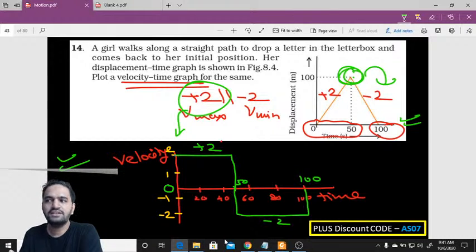So, are you understanding the values? How to find out? Okay. Now, can we go for the next question? Can we go for the next question? Write it in the chat box so that we can move on.